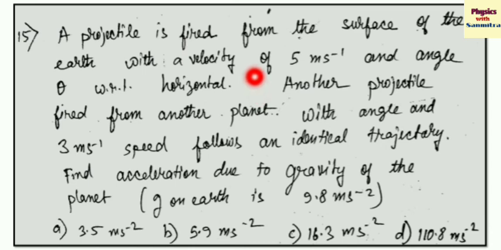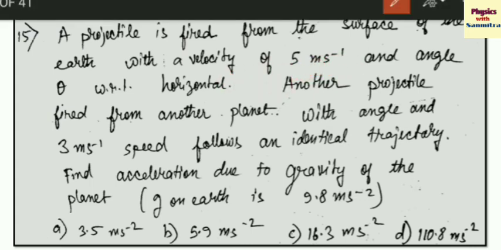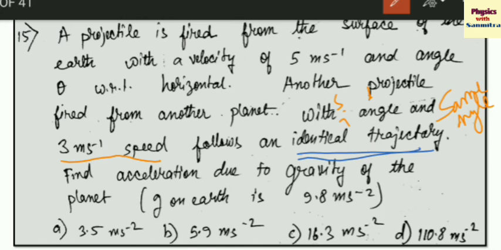A projectile is fired from the surface of Earth with a velocity 5 meter per second and angle theta with respect to horizontal. Another projectile is fired from another planet with the same angle, and 3 meter per second speed, and it follows an identical trajectory in both cases. Find the acceleration due to gravity of the planet.